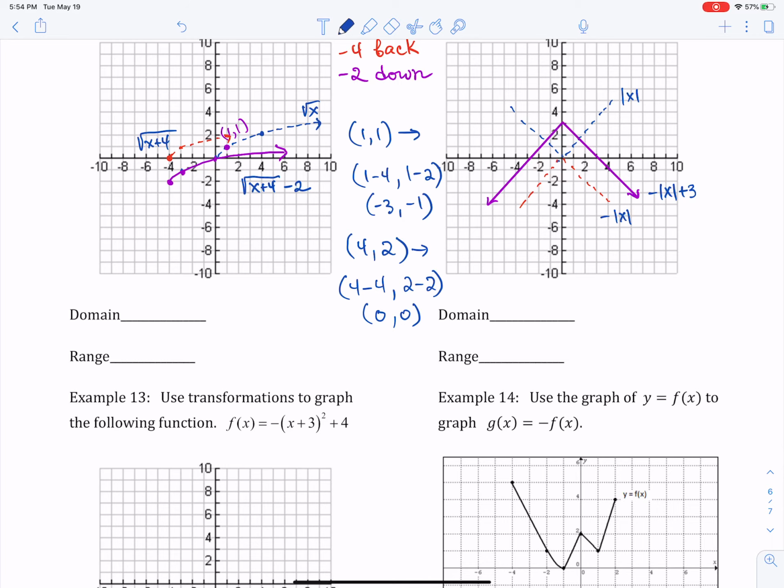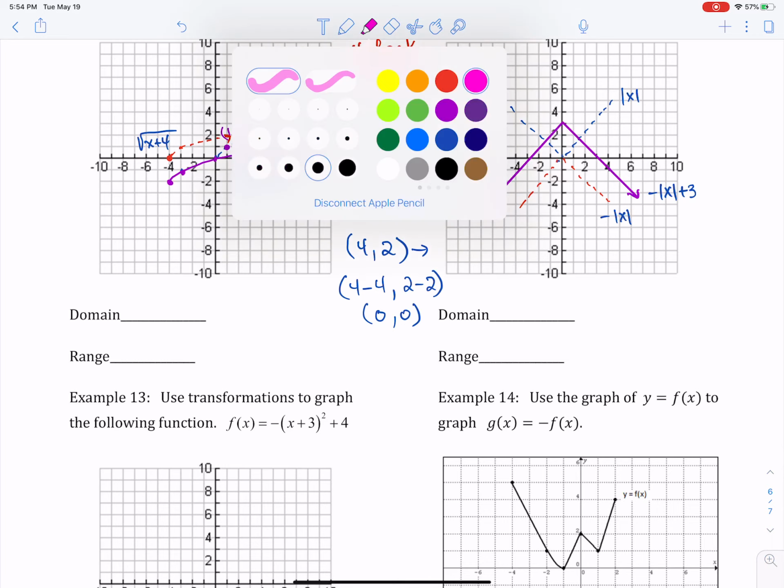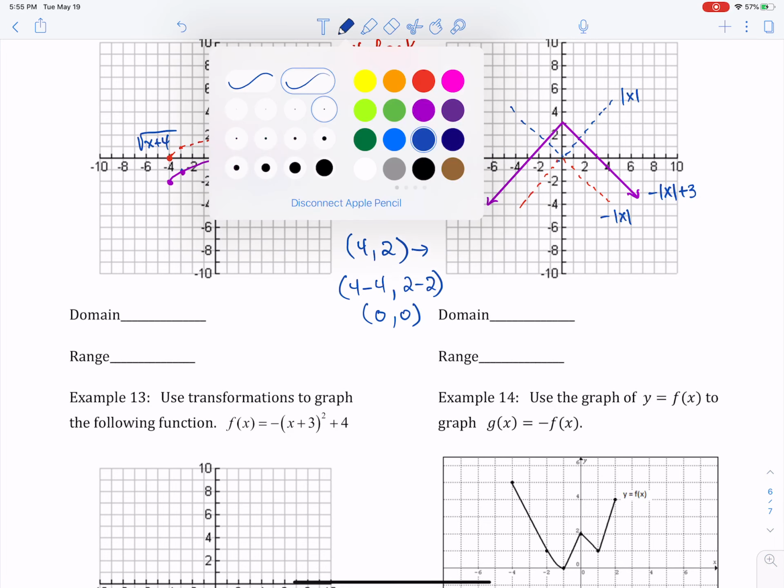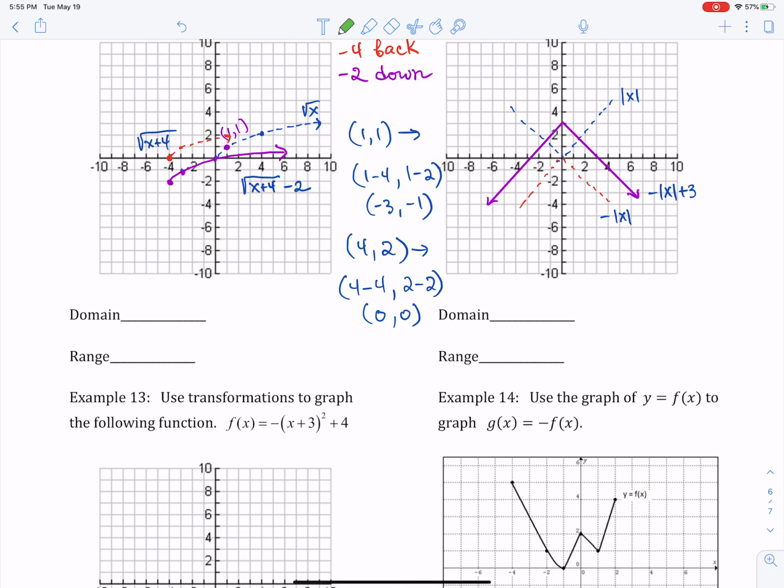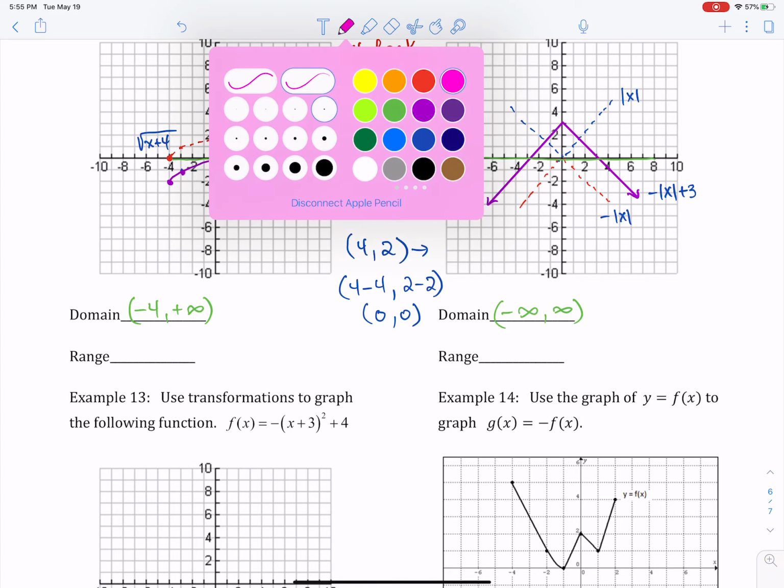Let me take some other color. So the domain is going to be what are the x-axis values, and it looks like they start from negative 4 and go to positive infinity. For the other function, it looks like there is no limitation for x, so the domain is going to be from negative infinity to infinity.